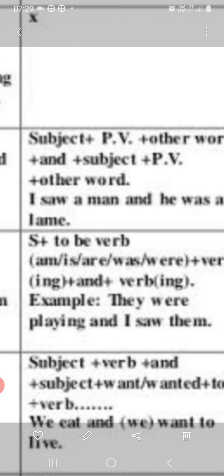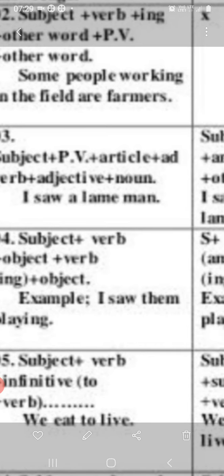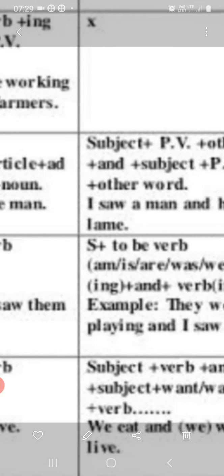In compound sentence, I saw a man. Just like a simple sentence, it is given: I saw a man. The adjective alone is taken separately and made into a clause. If it is made an independent clause, then it will become a compound sentence. I saw a man and he was lame. He was lame, not he was a lame, he was lame. So, I saw a man and he was lame. It is an example for a compound sentence.